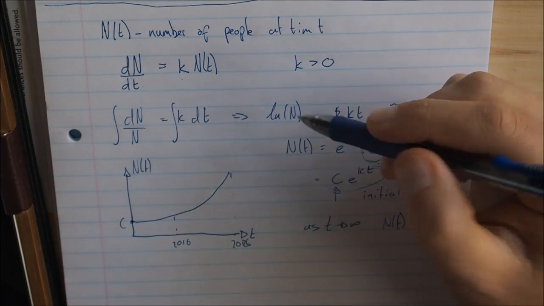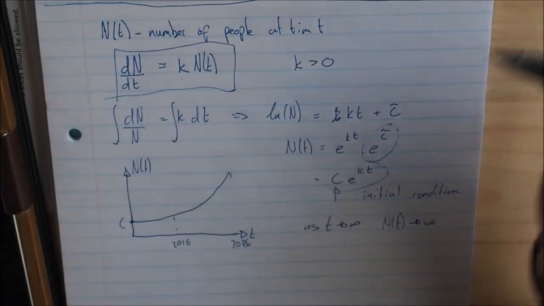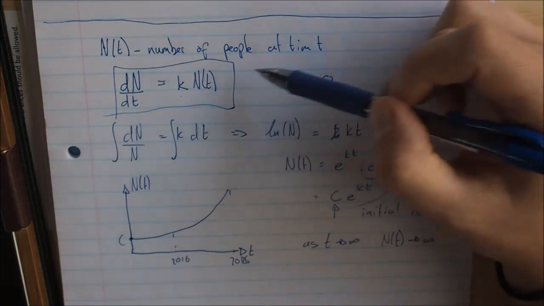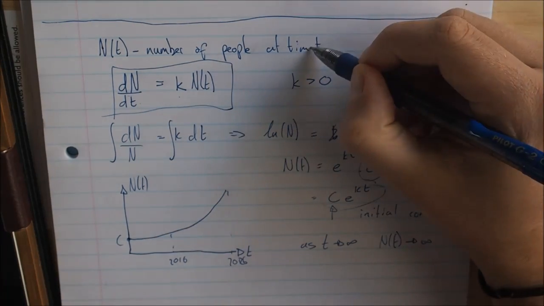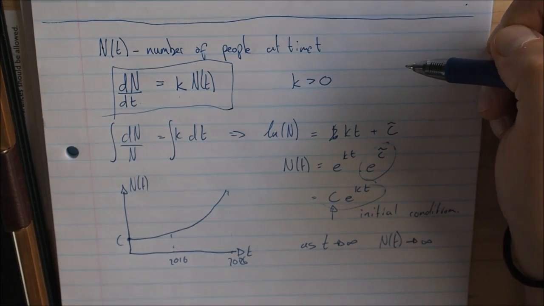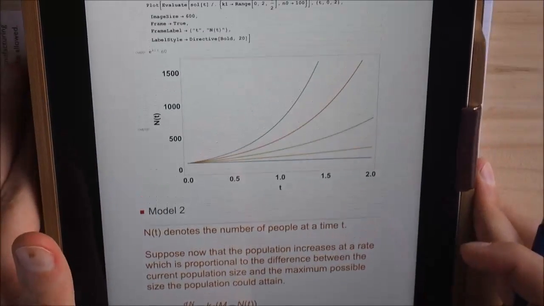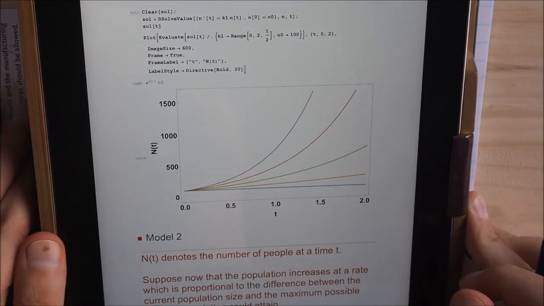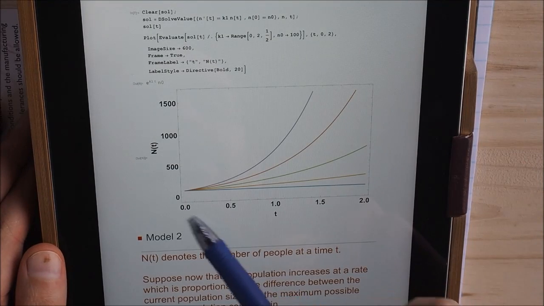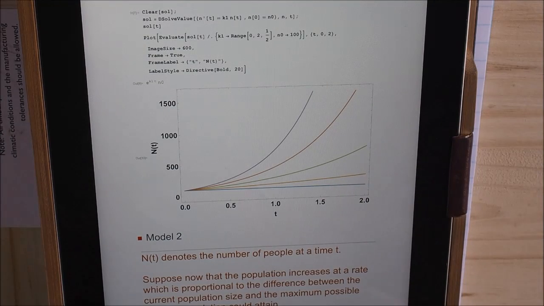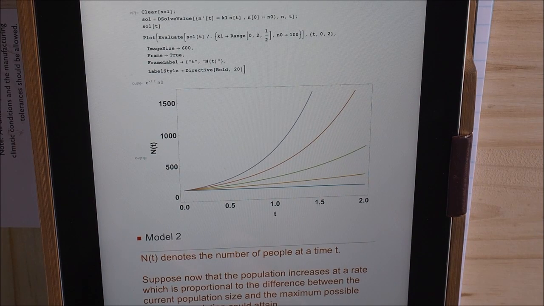So we know that this model might be a good starting point, but it's not going to be perfect. It doesn't capture the dynamics of population growth for all time. So let's have a look at what the solutions look like. You see from time 0 to time 2, for different values of k, we can see that the population grows quite rapidly.